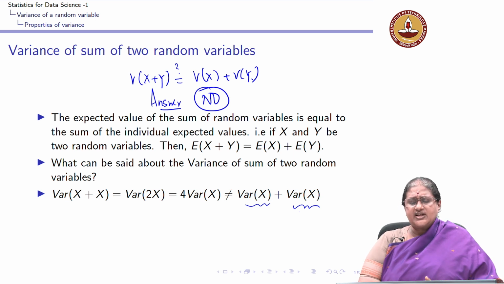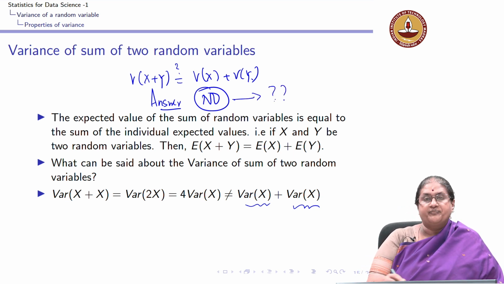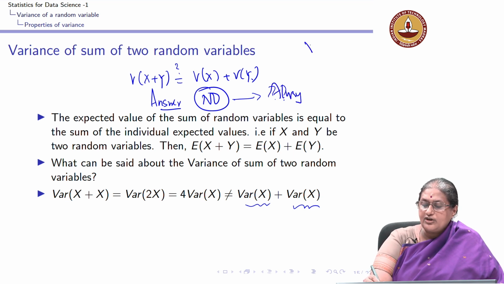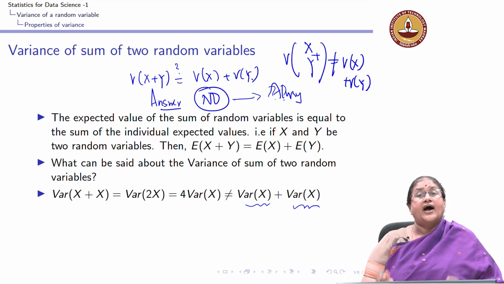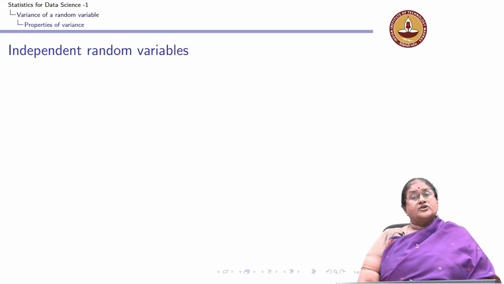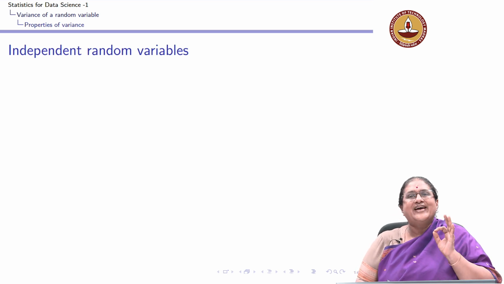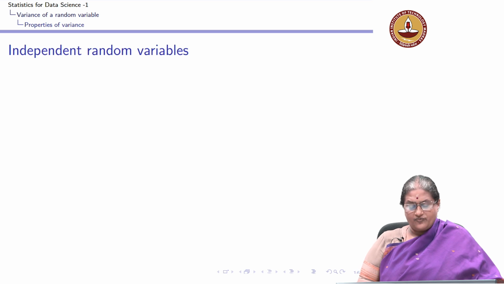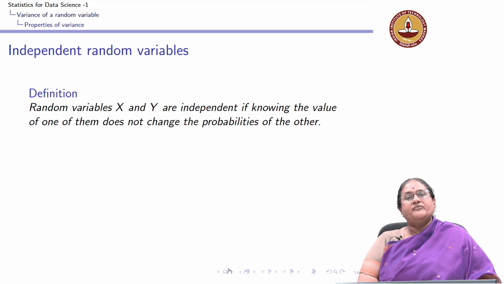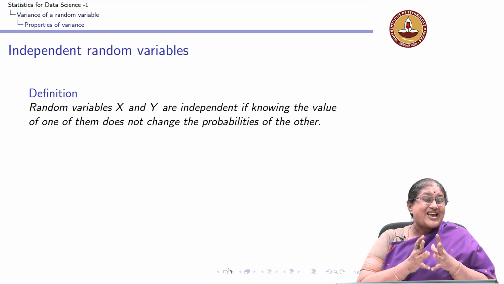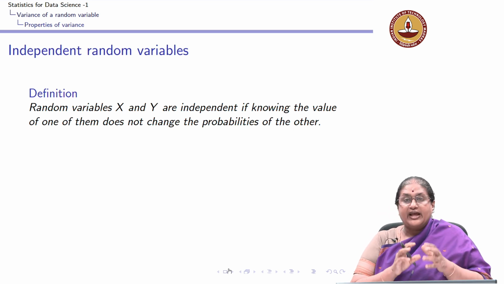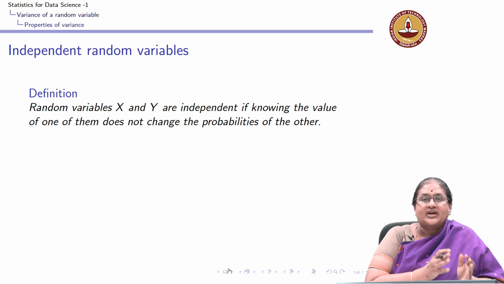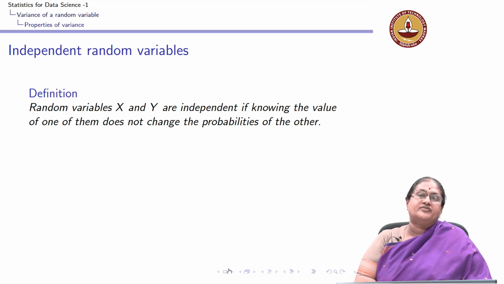So, the natural question is, is this always true? That is, given two random variables, is variance of x plus y always not equal to variance of x plus variance of y? Again, the answer is no. So, we introduce the notion of independent random variables. What do we mean by random variables that are independent? I say that two random variables x and y are independent if knowing the value of one of them does not change the probability of the other.